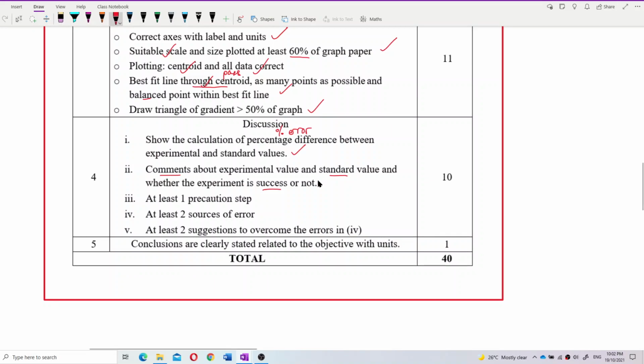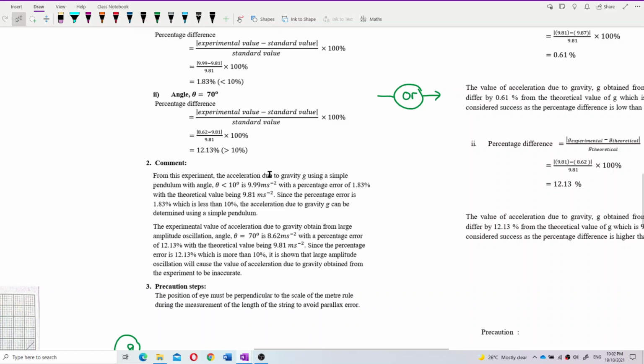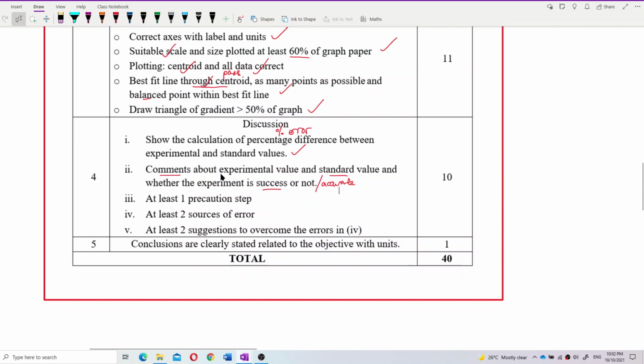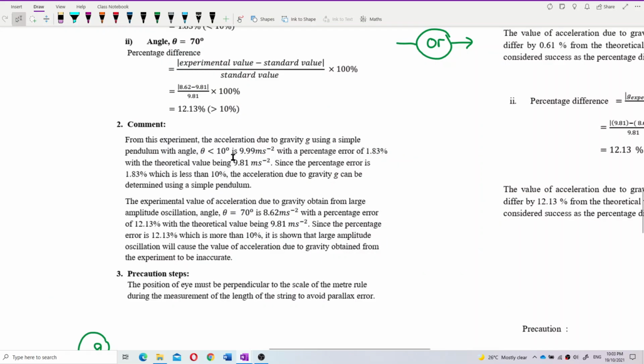Is it accurate or is it not accurate? You must comment, and you must give two values: this value and this value. You must state the experimental value and the standard value. So does he state the experimental value? Yes, he states the experimental value and the theoretical value, and then gives the percentage error. Good. And then he says whether it is less than or more than 10%.